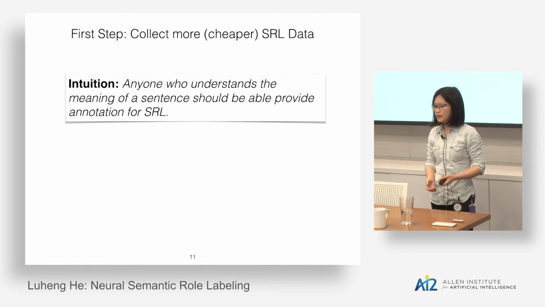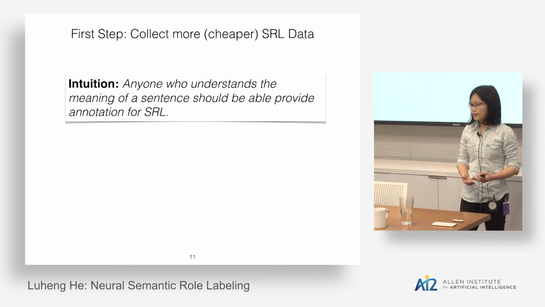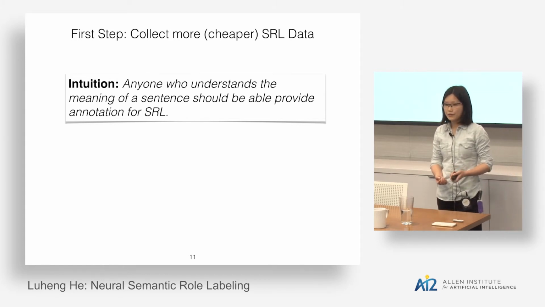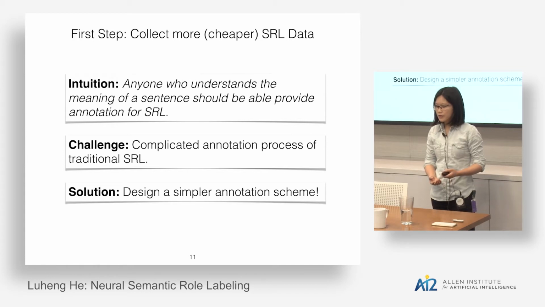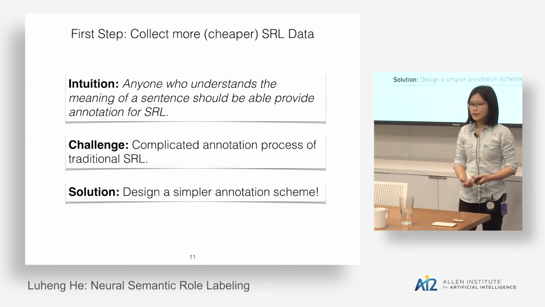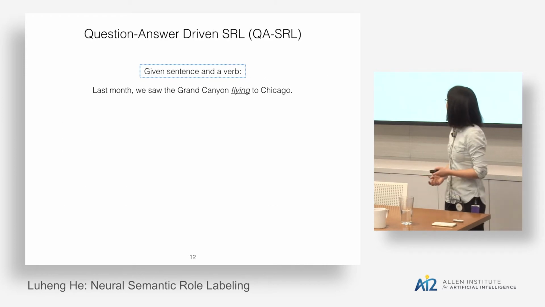So for data collection, our intuition is that anyone who understands the meaning of a sentence should be able to provide some sort of annotation for SRL. But it's very challenging if we want to do this for the PropBank, because, for example, the PropBank has an annotation guideline of 89 pages, and it's very, very hard to train non-expert annotators to do this reliably. So our solution is that we designed a much simpler annotation scheme, which is very simple and intuitive, so that non-experts can do it. And this is what we have come up with.